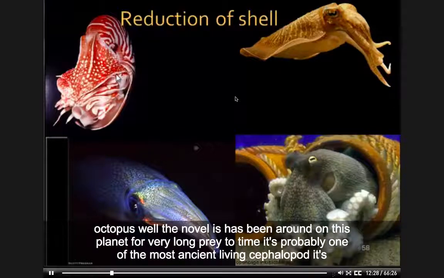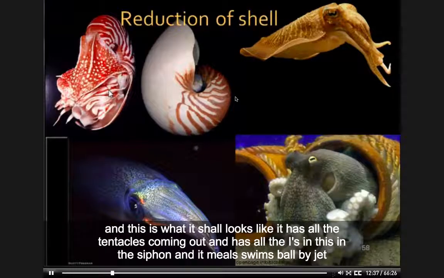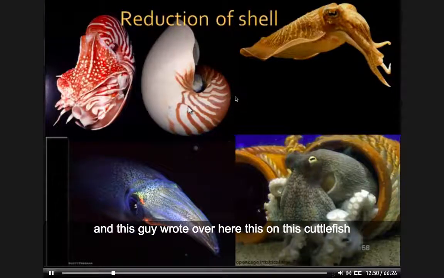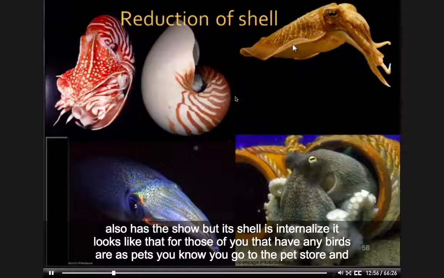Well, the nautilus has been around on this planet for a very long period of time. It's probably one of the most ancient living cephalopods, and this is what its shell looks like. It has all the tentacles coming out. It has all the eyes and the siphon, and it swims by jet propulsion just like all other cephalopods. But it is a shelled mollusk. And this cuttlefish also has a shell, but its shell is internalized.